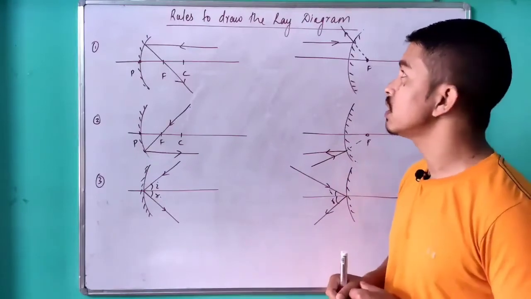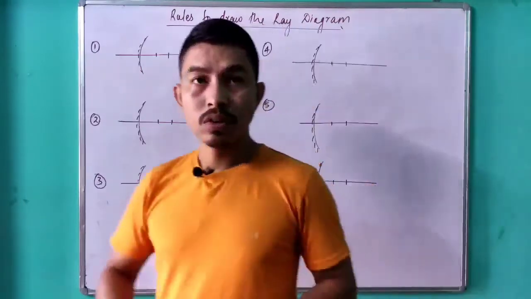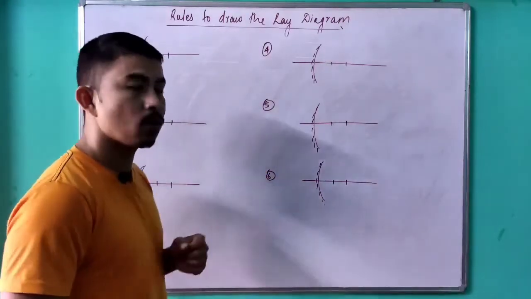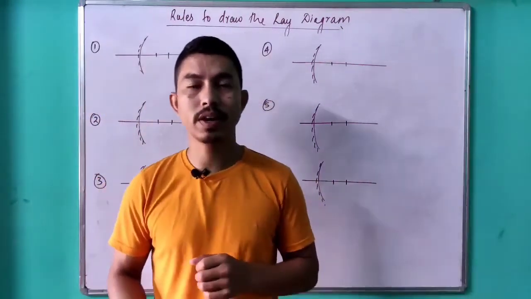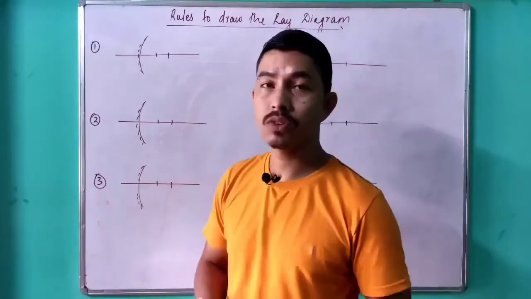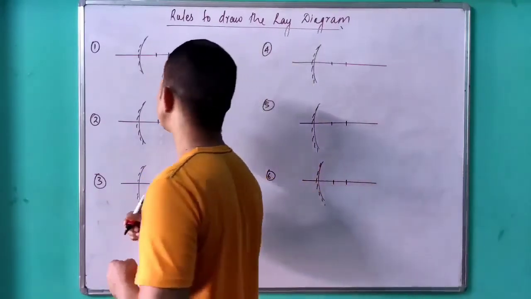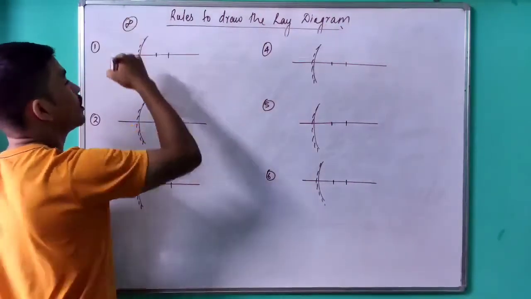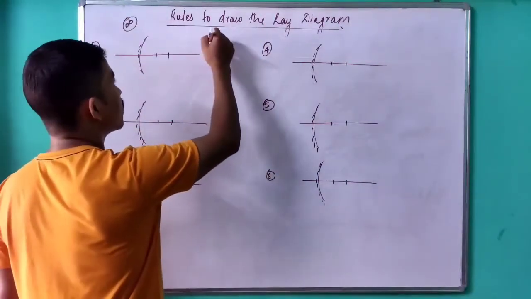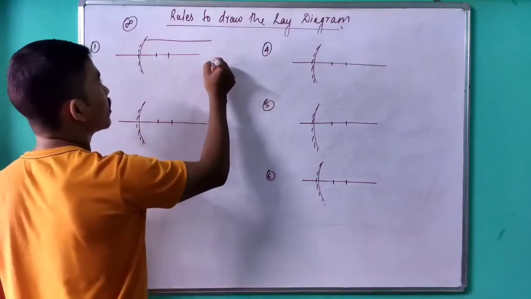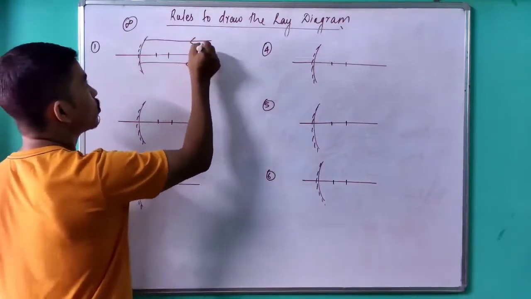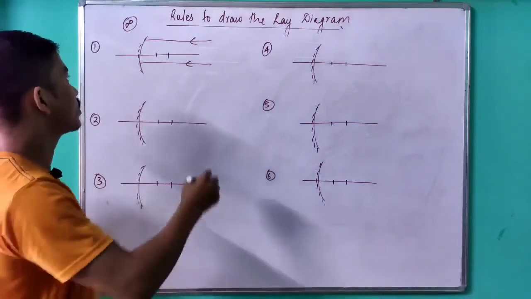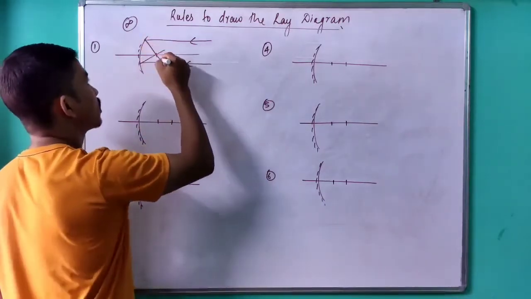So let us first see for a concave mirror. Here I have drawn the 6 cases. We will be drawing the 6 cases when the object is at different distances from the mirror. The first one, let us consider the object is at infinity, at an infinite distance. When it is at infinite distance, all the rays come parallel to the principal axis. The rule tells us that if any ray is parallel to the principal axis, after reflection it will pass through the focus. So in this way.